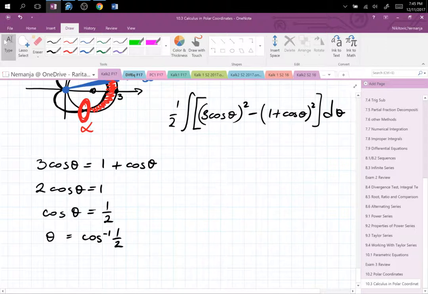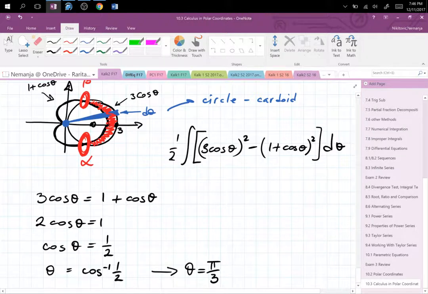Pi over 3. So from there, theta equals pi over 3. Nice. Now is this alpha or beta? Pi over 3. That's beta, that's the top. So what's the bottom? Negative pi over 3. Nice. So, negative pi over 3, positive pi over 3.